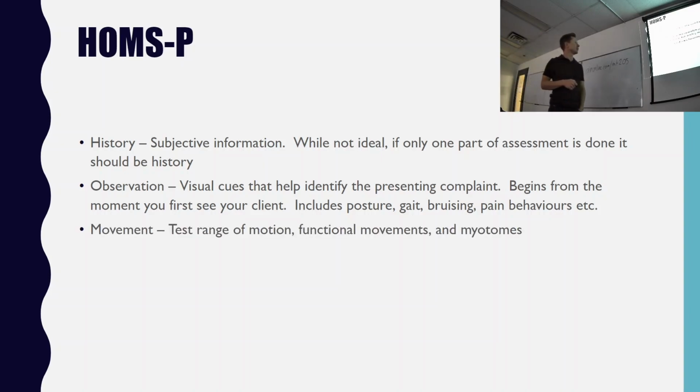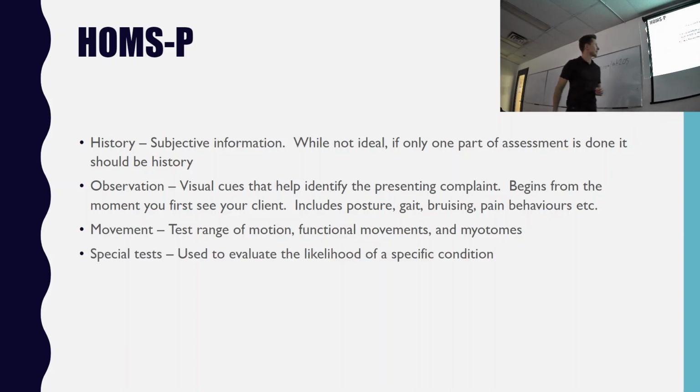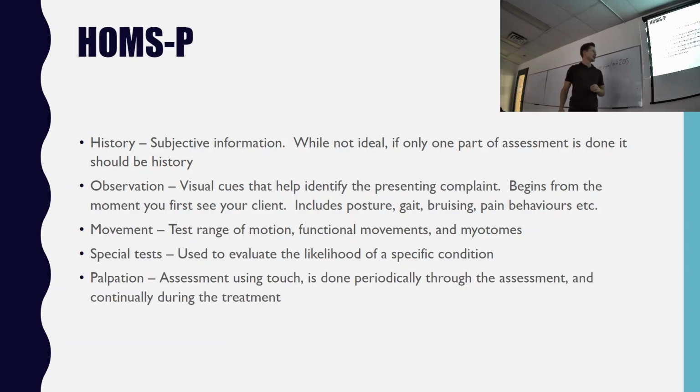Movement: test range of motion, functional movements, myotomes, any type of movement that you do. We are going to be focusing almost entirely on specific planar movements, like side bending, or flexing your neck forward. However, I'm also going to be talking about functional assessment, how to perform a quick, easy functional assessment based on home activities. Special tests: we use special tests to evaluate the likelihood of a specific condition. And then palpation, assessment using touch.